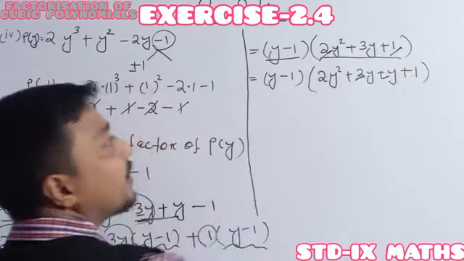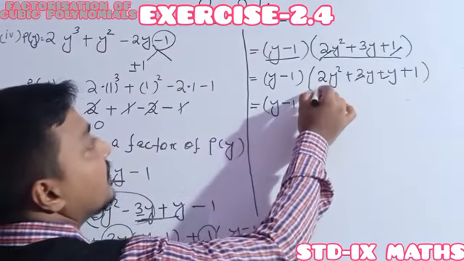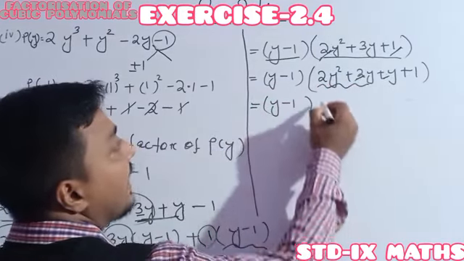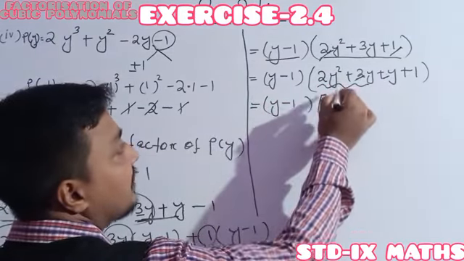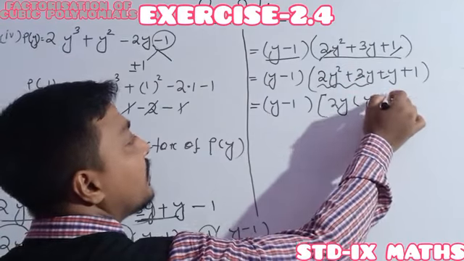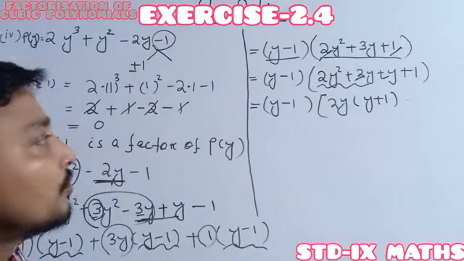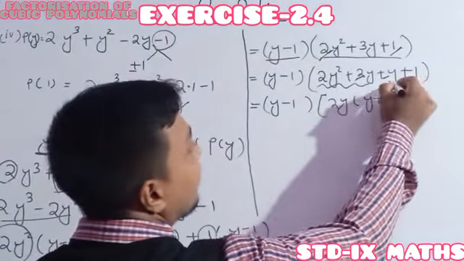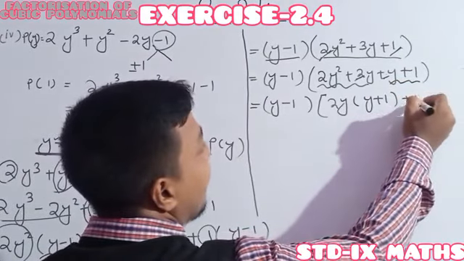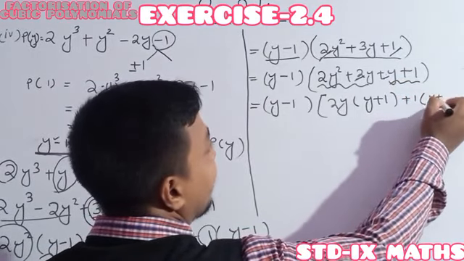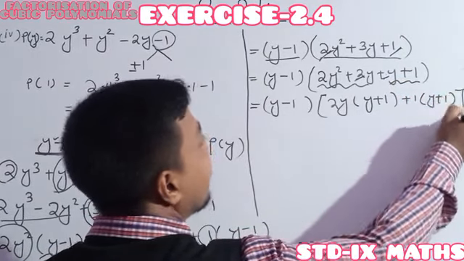Okay, so here it is y minus 1. From the first 2, which one can I take as the common? 2y, I can take as the common. So within the bracket, y plus 1 will be there. And from the next 2, here it is plus 1, I can take as the common. Here y plus 1 will be there.